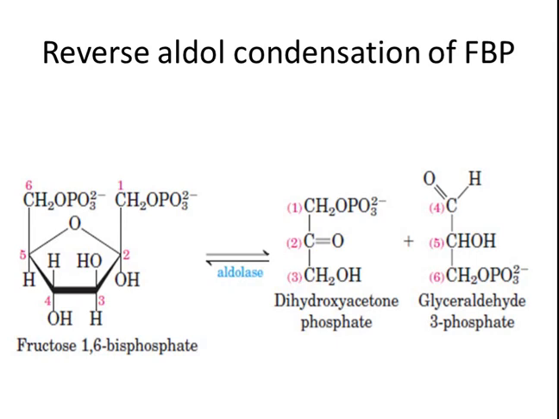Friends, there are two main classes of aldolases. Class 1 aldolases are found in animals and plants, whereas class 2 enzymes are found in fungi and bacteria. Class 1 enzymes form Schiff base intermediates, whereas class 2 do not form Schiff base intermediates.